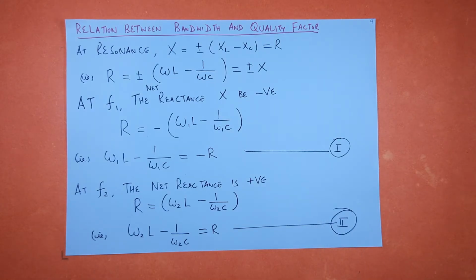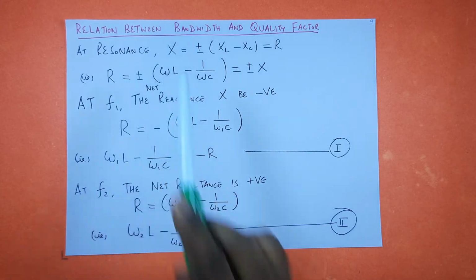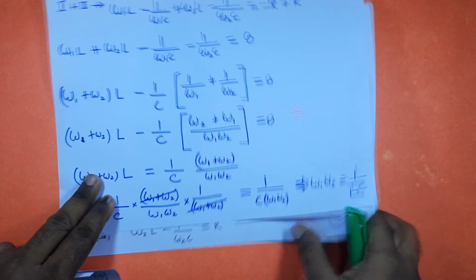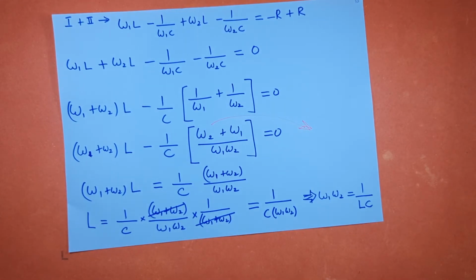At frequency F2, the net reactance is positive. So that means R equal to, take plus. So there is no need to put plus. R equal to omega 2 L minus 1 divided by omega 2 C. So this you can write as omega 2 L minus 1 by omega 2 C equal to R. This you call equation number 2. That is Roman letter. I am not using the normal letter, Roman letter.